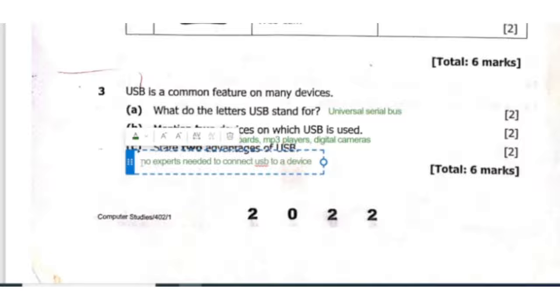The other one is that when you are using USB, it easily detects the USB. When you bring the USB drive and the USB port together, you don't need to make any adjustment, whether hardware or software. Immediately you connect it, the device will detect that the USB port is in use.